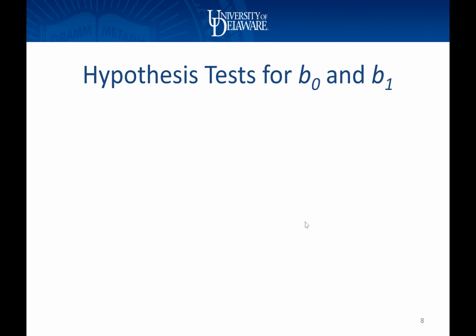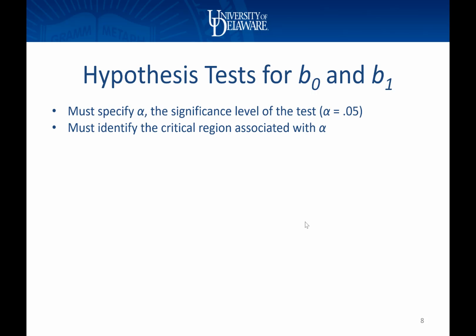So let's do that hypothesis test now so that we can envision what's happening under the surface. First, we have to specify alpha, the significance level of the test. And let's say that that's going to be 0.05. That would mean I'm allowing a 5% chance of making a mistake.